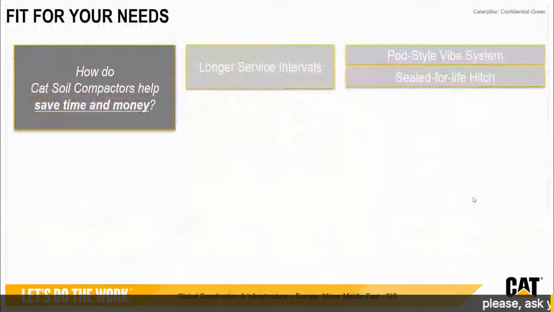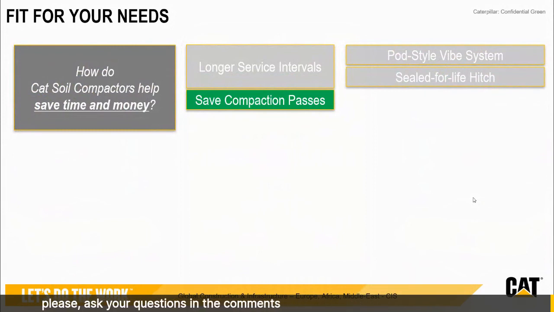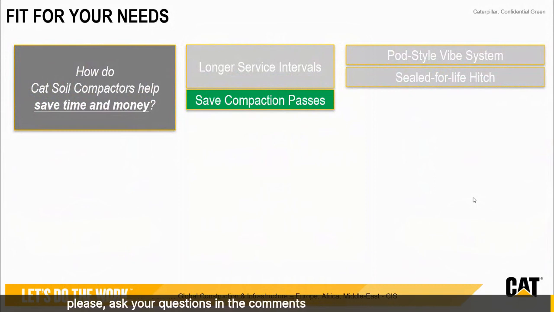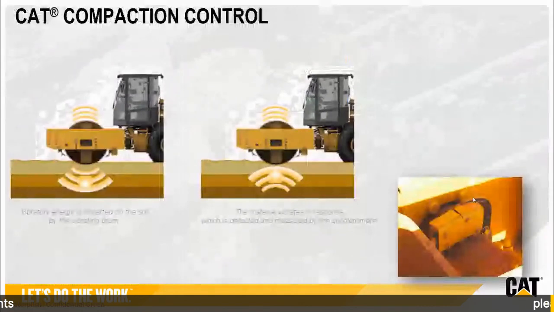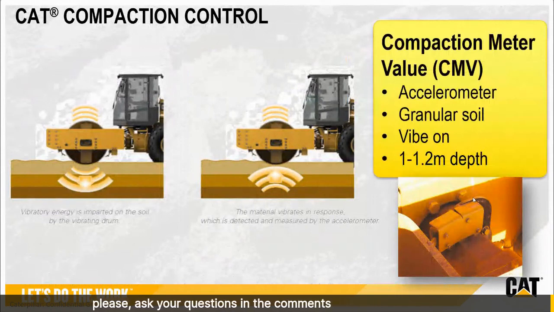So in addition to longer service intervals, another way to save money is to save compaction passes. Avoid unnecessary compaction passes. Understand when the target compaction has been reached, and move over to another lane. So we have the Cat Compaction Control, which is several different technologies. For instance, we have the CMV, an optional accelerometer-based technology.